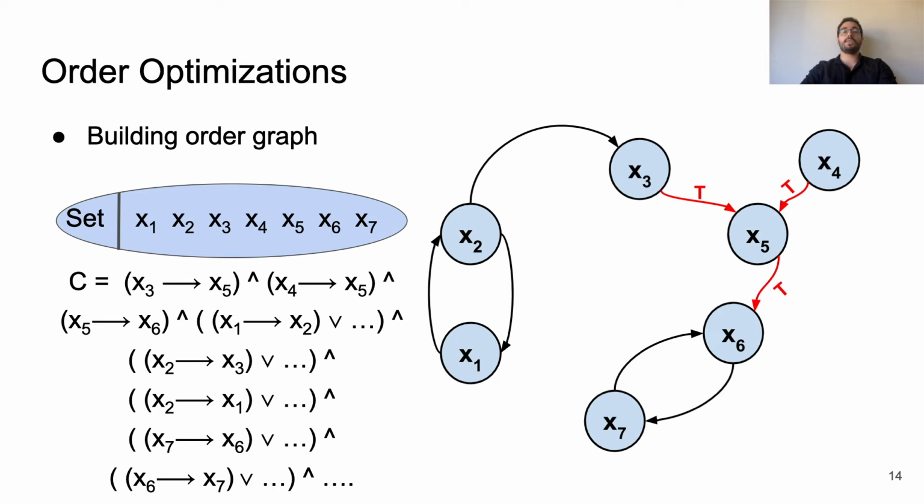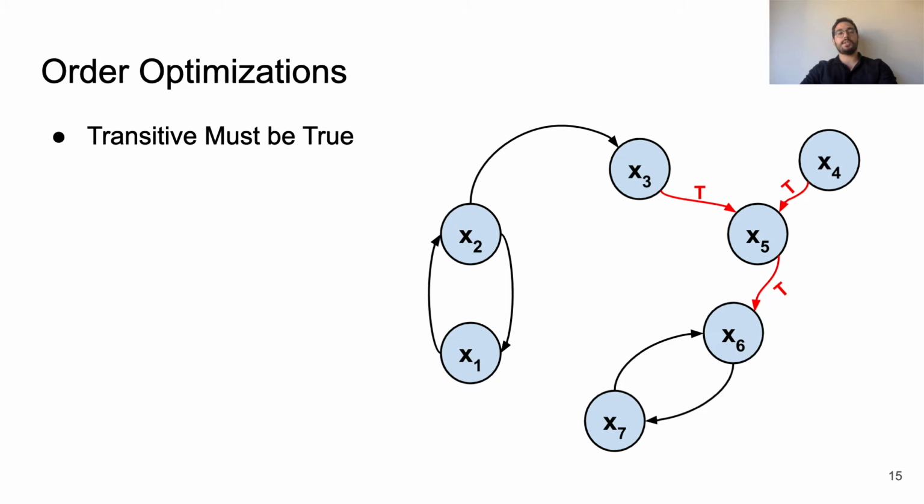The first optional optimization is transitive must be true, which traverses the graph and adds order implied by transitivity. In our example, x3 is ordered before x5, x5 is ordered before x6, so it can be inferred that x3 is ordered before x6. Same reasoning for x4.